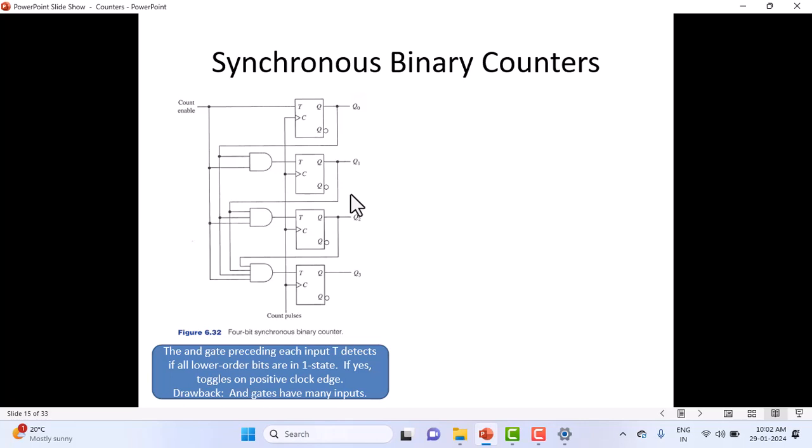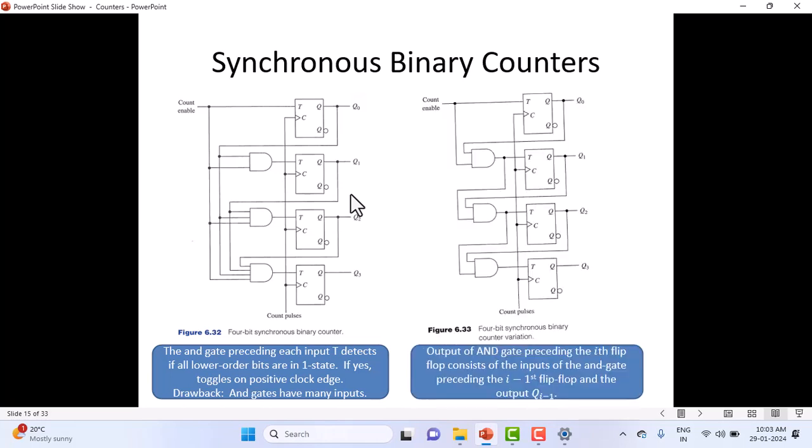Any questions about this? I hope you understand the problem, because the circuit will become complex if you go for a larger number of stages. How do we work on that?